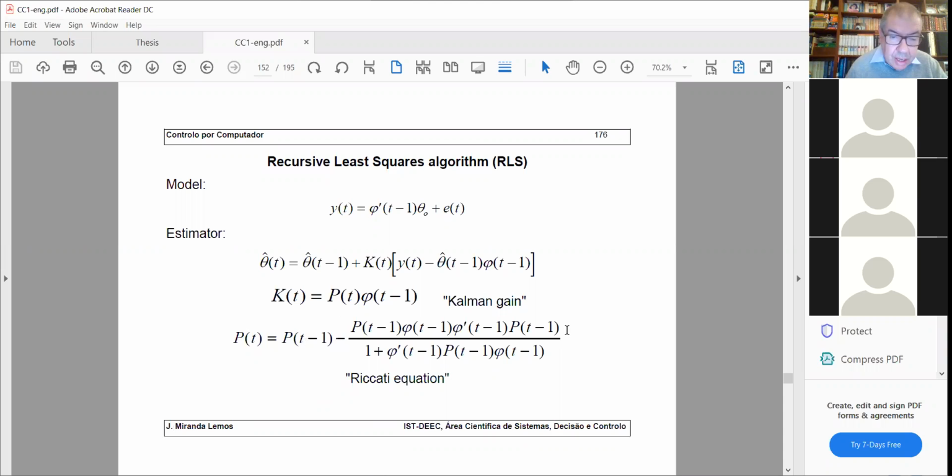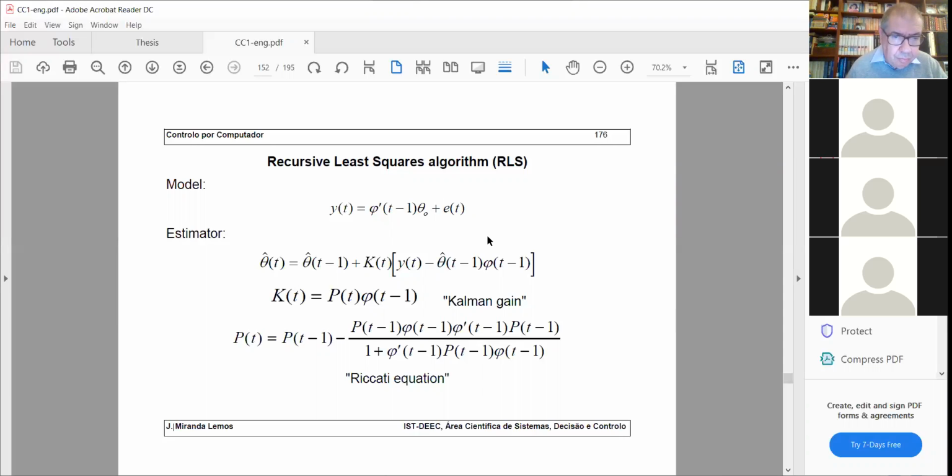Actually, the conditions for convergence are quite mild. I mean, in many cases, this algorithm will converge to the true parameters, provided that they exist, and provided that the noise is white. Remember that if the noise is not white, it won't converge to that.